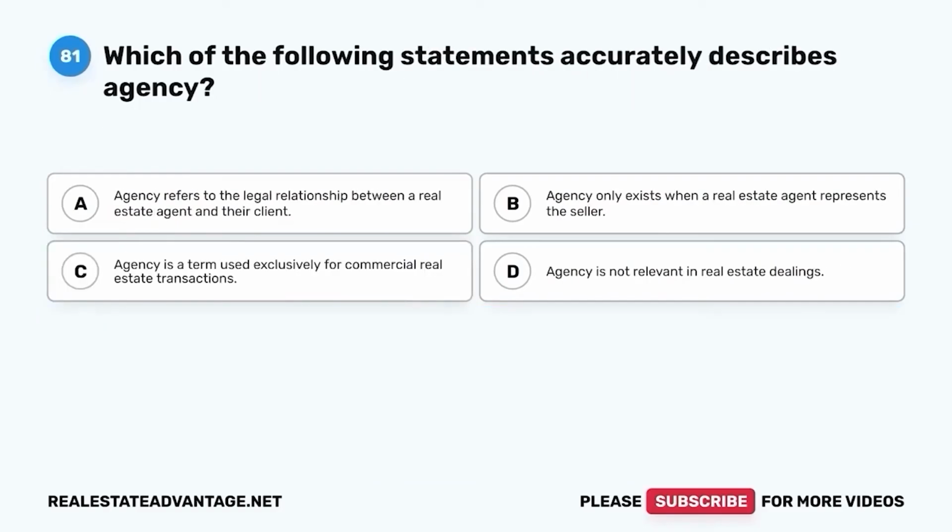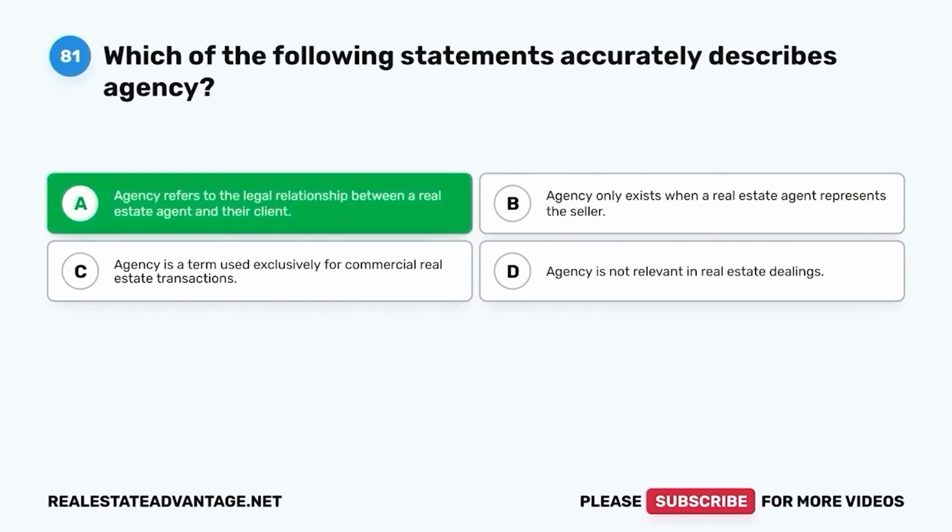Question 81. Which of the following statements accurately describes agency? A. Agency refers to the legal relationship between a real estate agent and their client. B. Agency only exists when a real estate agent represents the seller. C. Agency is a term used exclusively for commercial real estate transactions. D. Agency is not relevant in real estate dealings.